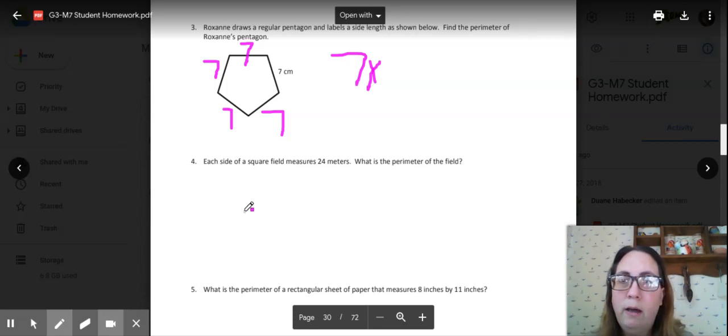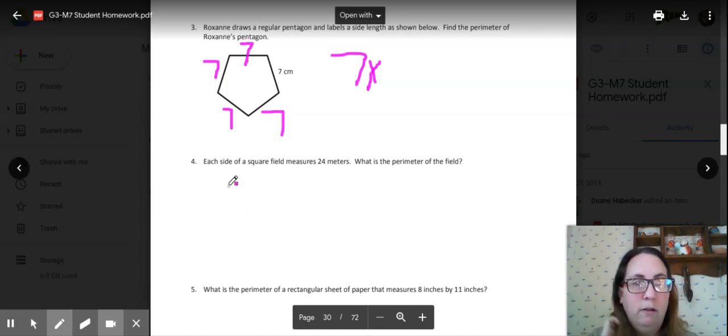Number 4, each side of a square field measures 24 meters. What is the perimeter of the field? Okay, so it says it's square. That means they all have to be the same. And a square has 4 sides.